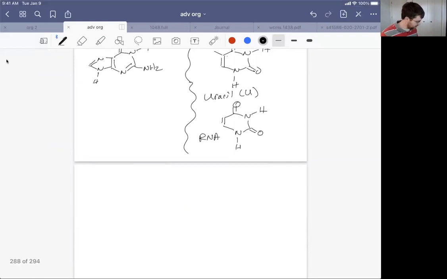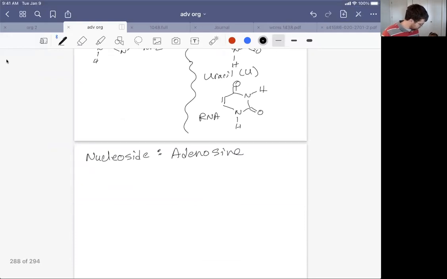So what I'm going to do now is actually show a nucleoside and a nucleotide. So let's look at the nucleoside. I believe this is just adenosine. So adenosine is when we have the base equals adenine.